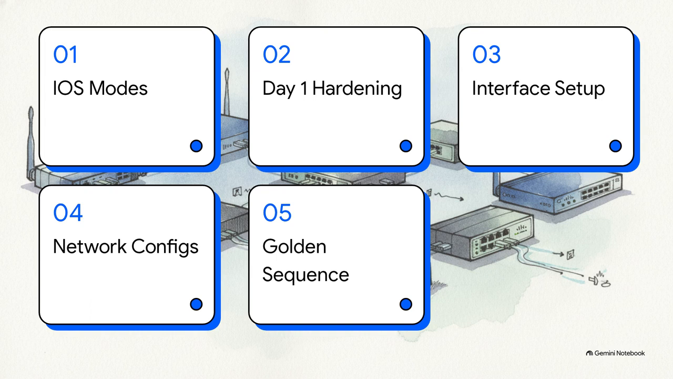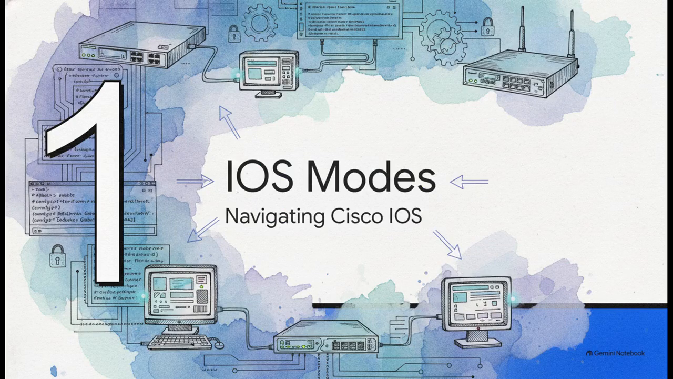We'll start with navigating Cisco IOS modes, then move into day one device hardening. After that, we'll hit real-world interface setup, essential network configurations, and finally, we'll wrap up with what I call the golden sequence. All right, let's dive right into this.